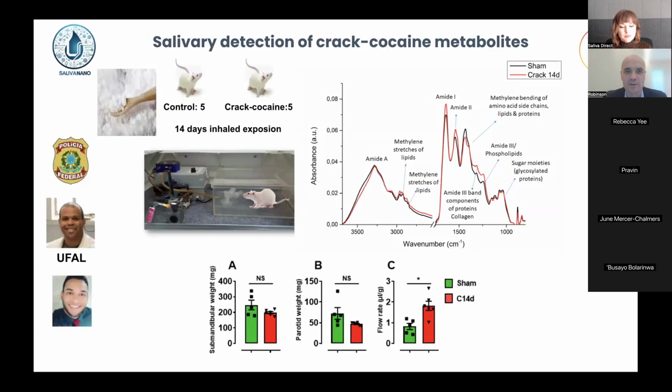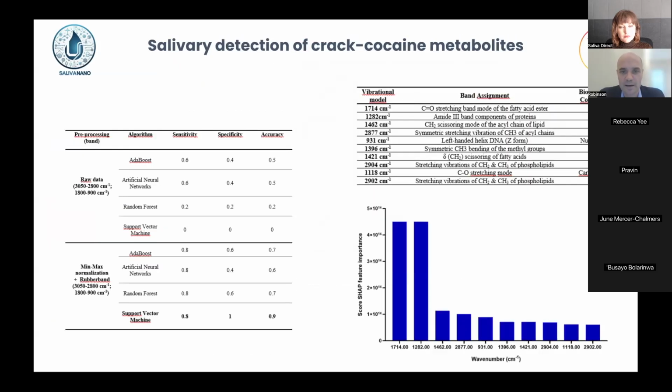We have used it together with the Federal Police in Brazil. We inserted crack cocaine, and these rats smoked this crack cocaine. And after that, we can also see in the black line and the red line a difference in the expression of these metabolites. Next one. And we were able to detect the presence of the crack cocaine with 90% of accuracy.